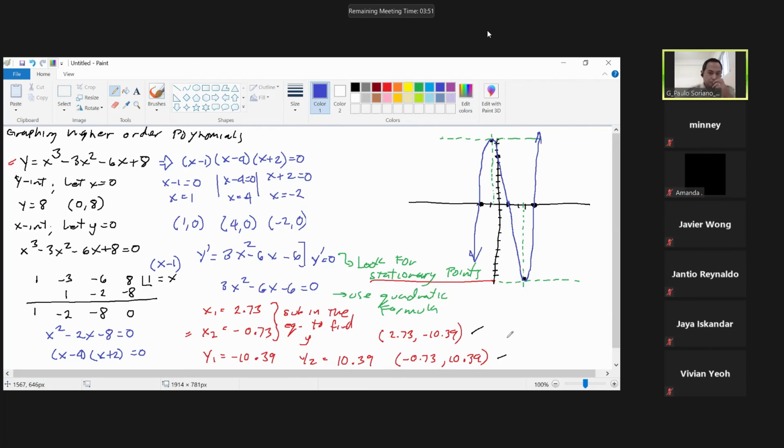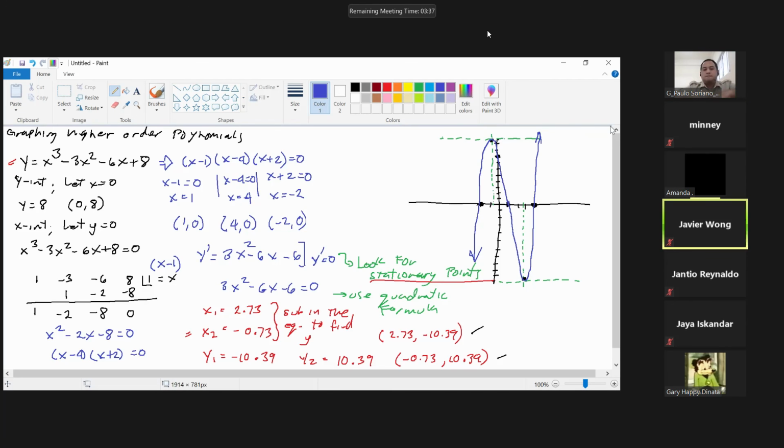But this one is going to come out during the test: how to graph higher order polynomials. If I give you raised to 4 or raised to 5, then you should know how to trace. Okay, teacher.